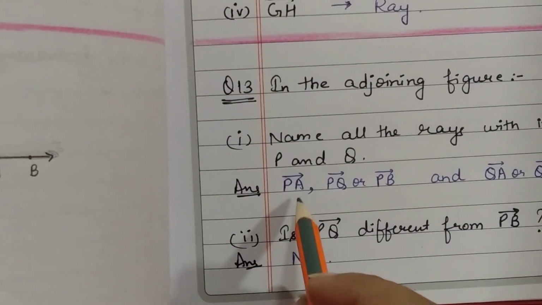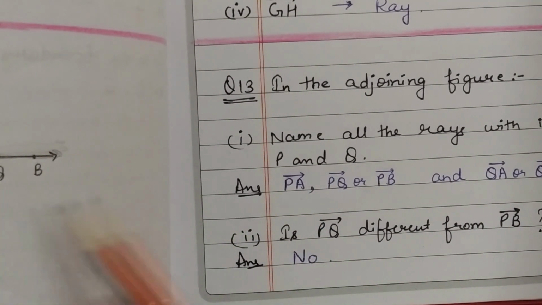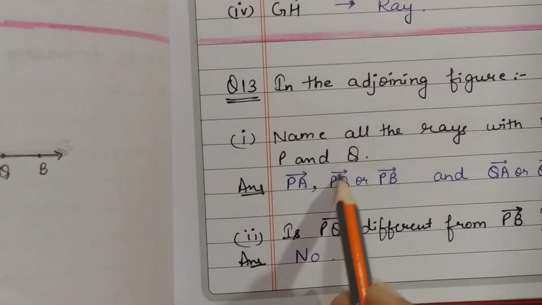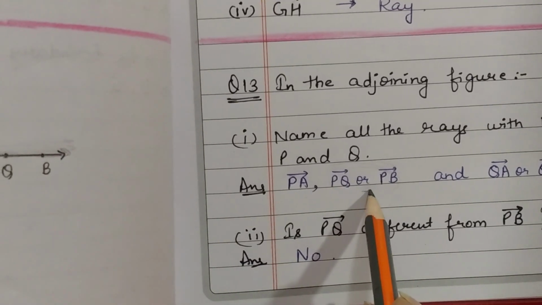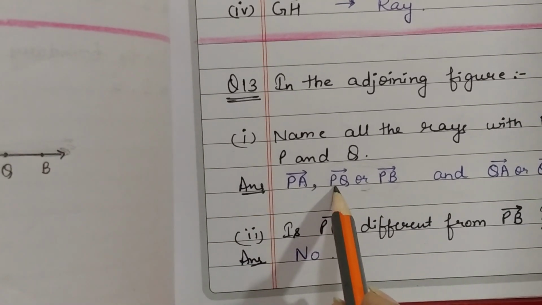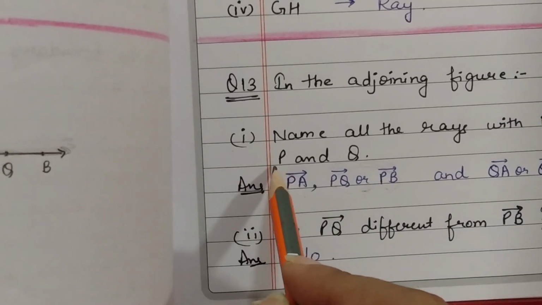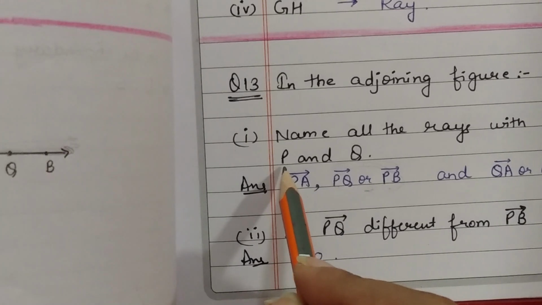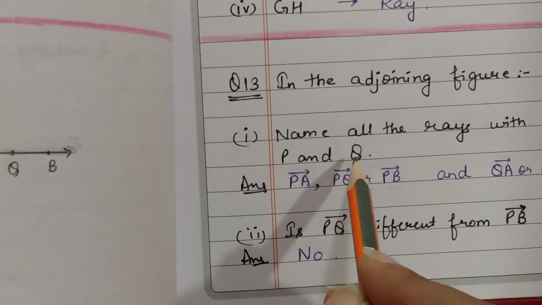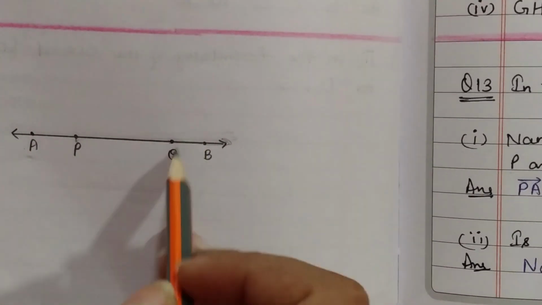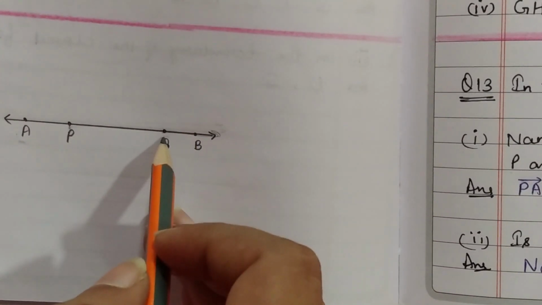So here I have written PA, which is on the left hand side, then PQ or PB, both will be correct. You can write both between brackets like this, or you can write either PQ or PB. Those are the rays with the initial point P. Now we have to write the rays with the initial point Q. So again let us see the figure. Q is the initial point.